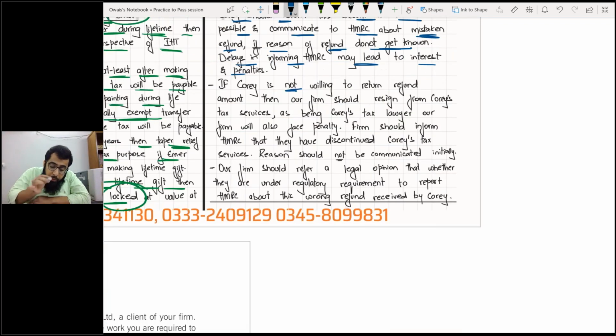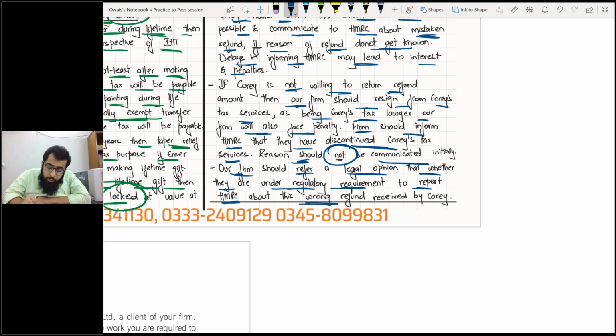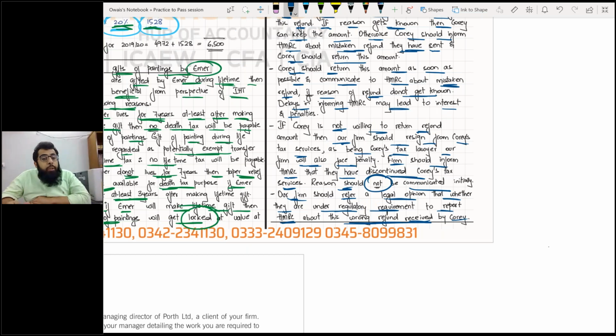If Corey is not willing to return the refund, then our firm should resign from Corey's tax services. As being the tax adviser, our firm will also face penalty. Firm should inform HMRC that they have discontinued Corey's tax services. Reason should not be communicated initially. Our firm should seek legal opinion on whether they are under a regulatory requirement to report the wrong refund receipt to HMRC, and then we'll take a decision. Okay, so some easy marks relating to ethics.